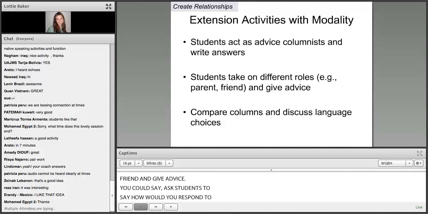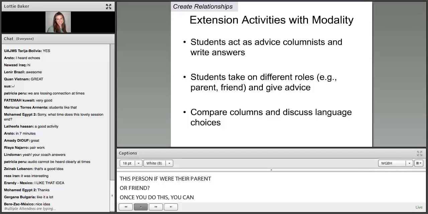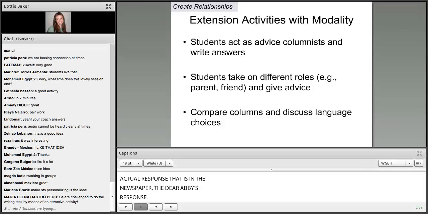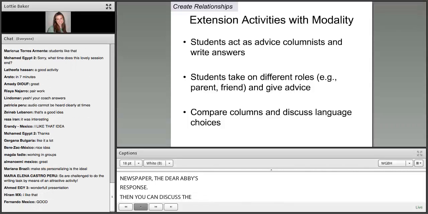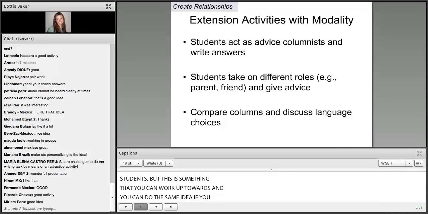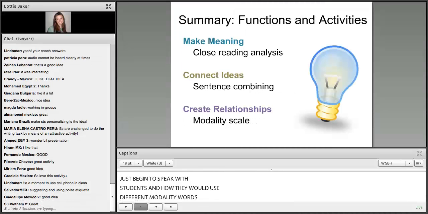And then once they do this, you can compare their writing with the actual response that is in the newspaper, the Dear Abby's response. And then you can discuss the language choices. Again, this activity may be for more advanced students, but this is something that you can work up towards. And you can even do the same idea if you talk about smaller pieces of language and just begin to speak with students about how they would use different modality words depending on who they are talking to.